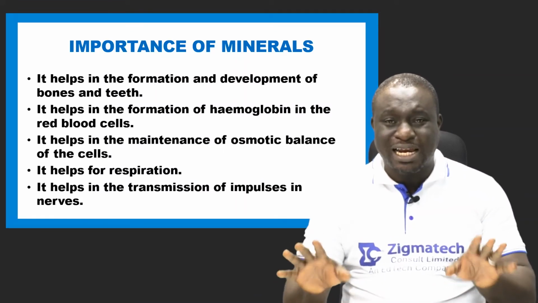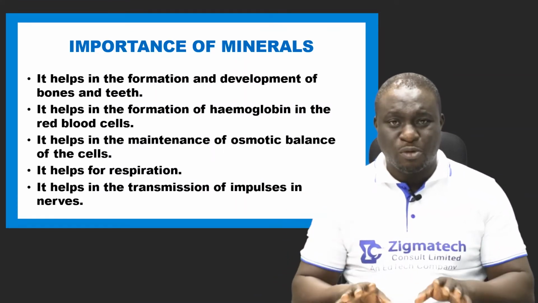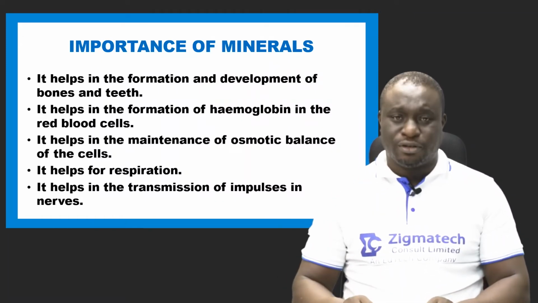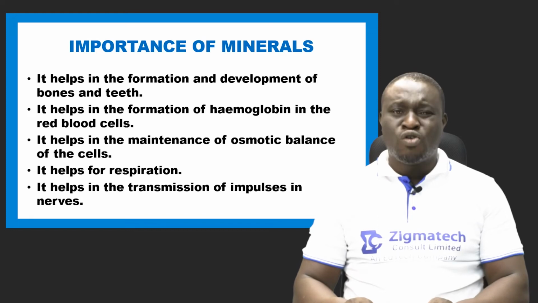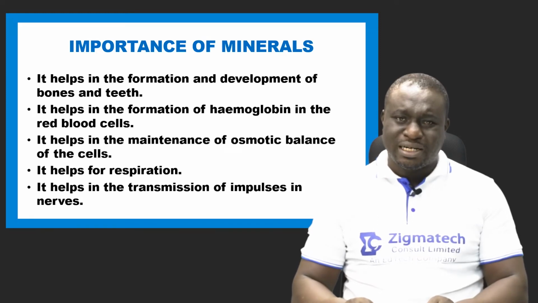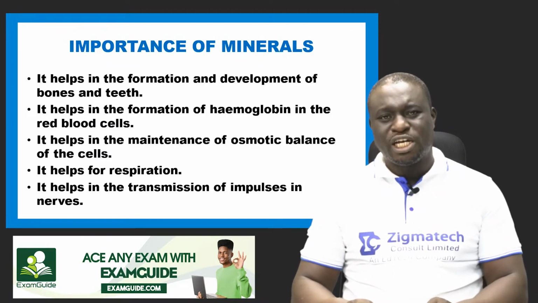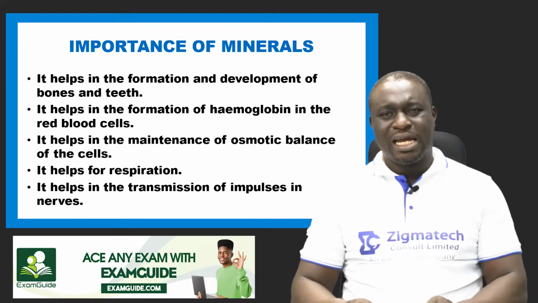But take note that minerals are very important. Minerals, essential elements, are important in the formation of hemoglobin. Hemoglobin is gotten from iron. Hemoglobin is mainly iron compounds. So you see, it's very, very important that you eat foods that are rich in iron.